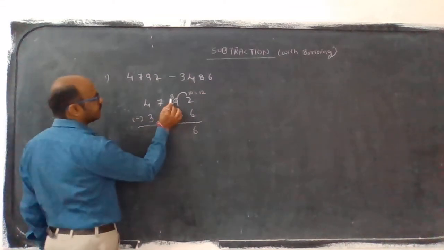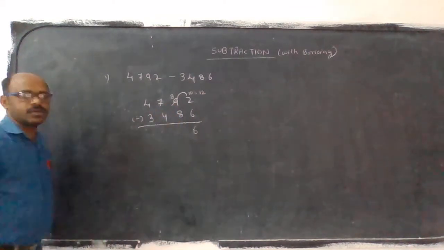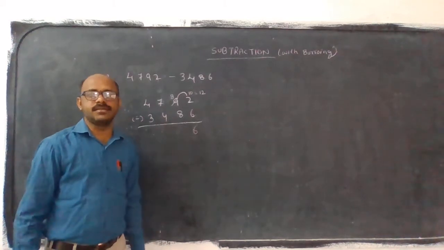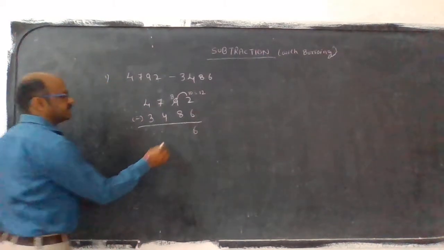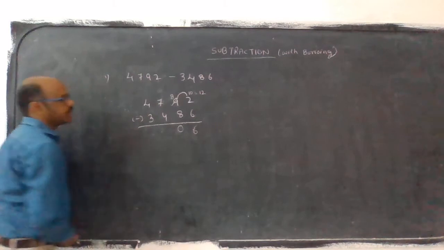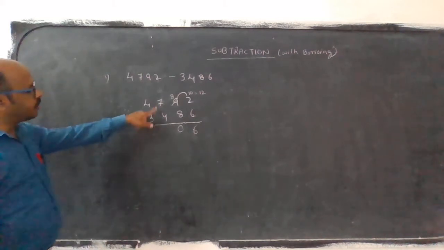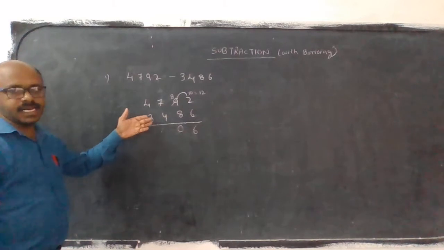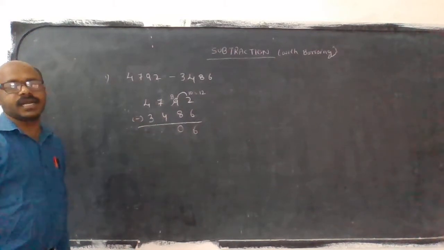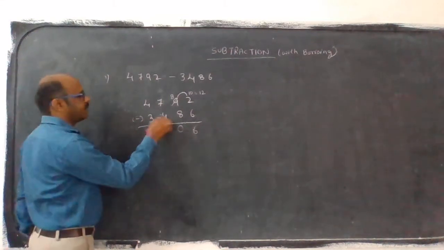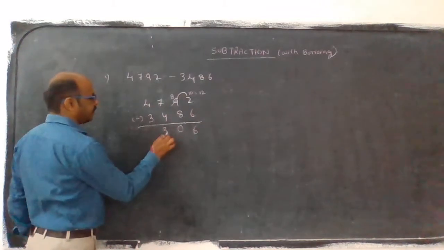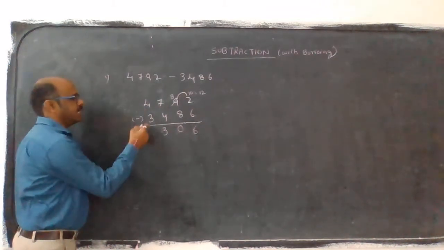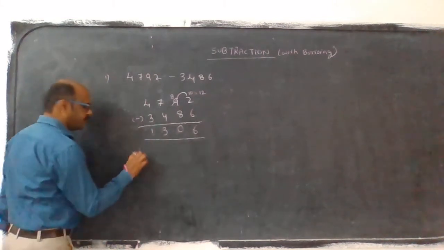See next, then 8. 8 minus 8 is 0 directly. Here compared to 4, 7 is a bigger number. We can subtract directly, no problem, because 7 is a bigger number. 7 minus 4 is 3. The next one, 4 minus 3 is 1. Then it will be the difference.